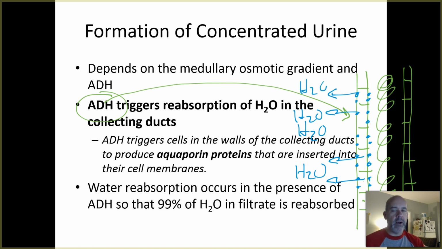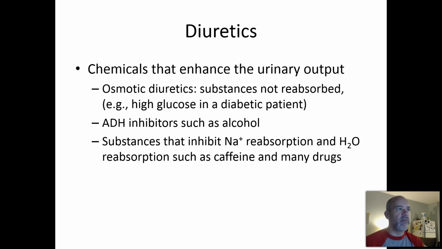All right, now we know water can move across cell membranes without aquaporins, but if you have aquaporins in your cell membranes, it makes water flow much faster. They're channels that specifically allow water molecules to flow across much more quickly than they would naturally do by osmosis. In the presence of ADH, 99% of the water in the filtrate is reabsorbed. And so that's how you wind up with very concentrated urine.